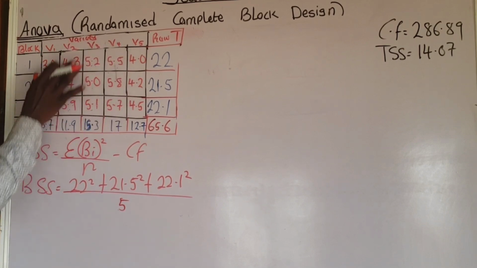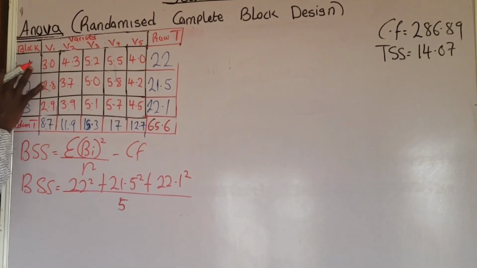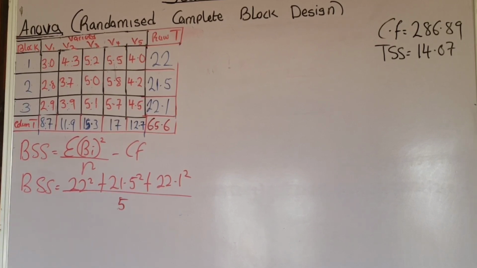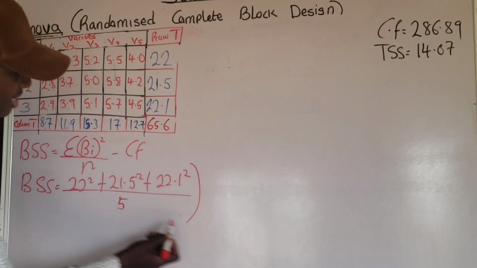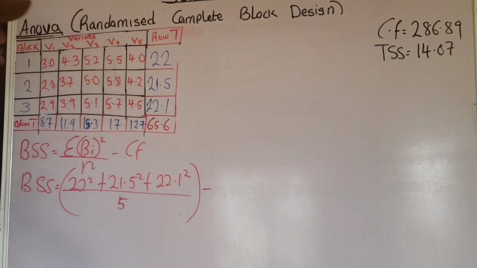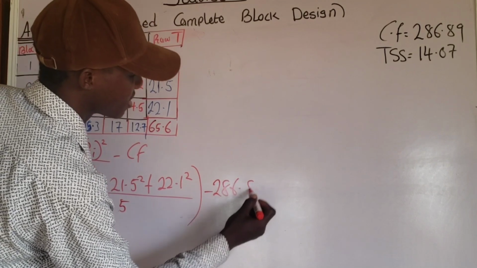The number of samples that we have is what? 15. The number of blocks that we have is what? 3. 15 divided by 3 is what? 5. 5. You get it? Okay? So subtract the correction factor. The correction factor is what? 286.89. Do you understand?